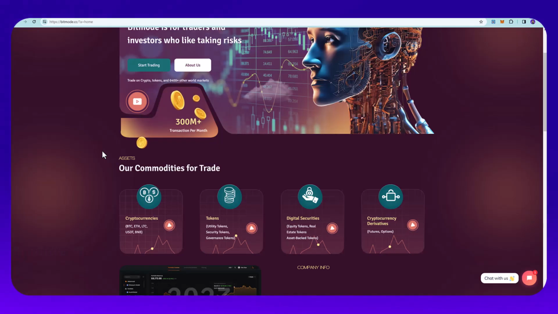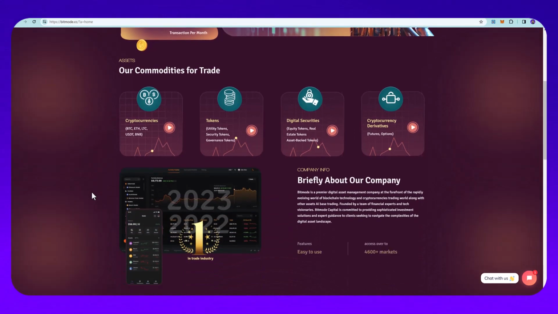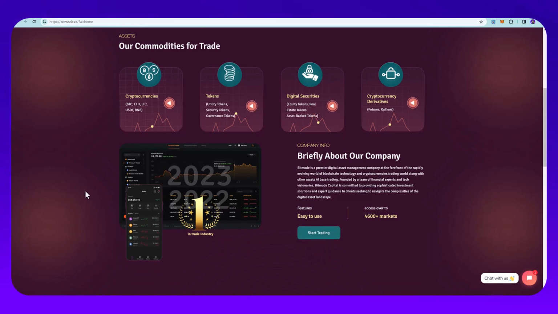So basically they trade commodities. These are commodities they trade: cryptocurrencies, tokens, digital securities, cryptocurrency derivatives. Okay, so that looks okay, right? I mean, I guess we should take their word for it. And they got this app you can download.